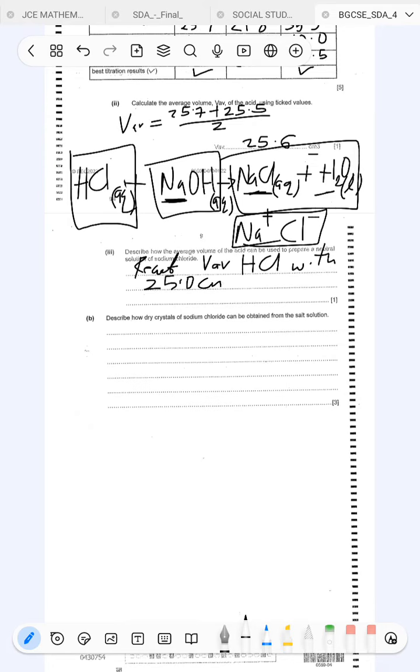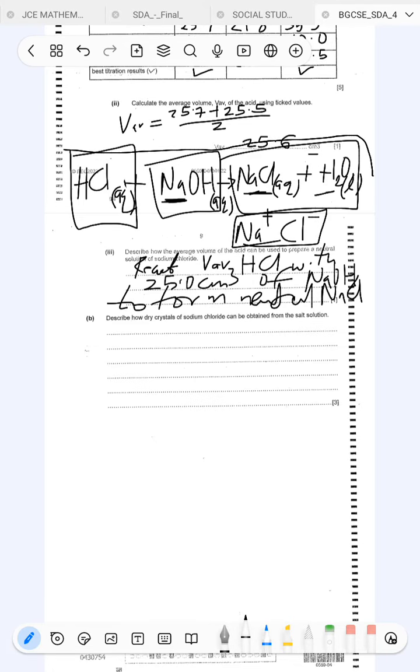25.0 cubic centimeters of sodium hydroxide, to form neutral sodium chloride. So basically here they want to check whether you understand what is happening in terms of the reaction itself. They want to check, and then it's 1 mark.